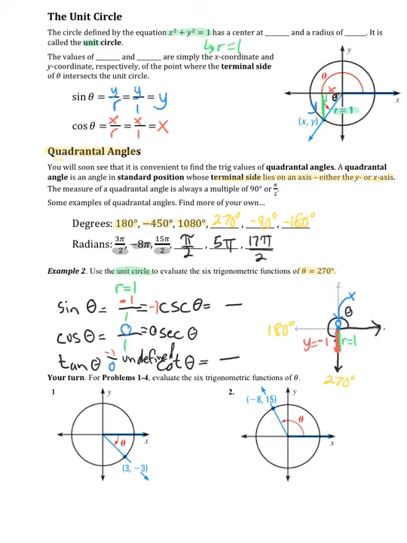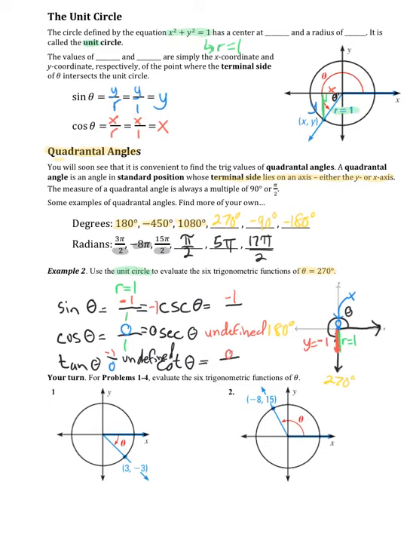Then to get our reciprocal trig functions, we would just say 1 over -1, so cosecant is also going to be -1. Secant is going to be 1 over 0, which is undefined. And the last one, cotangent, is going to be 0 over -1, which is just 0.